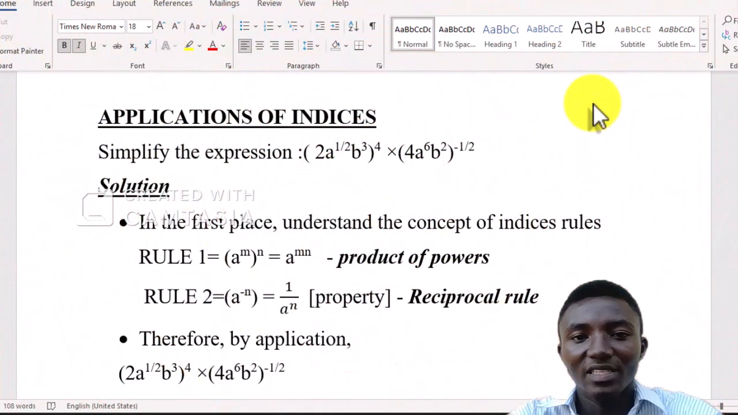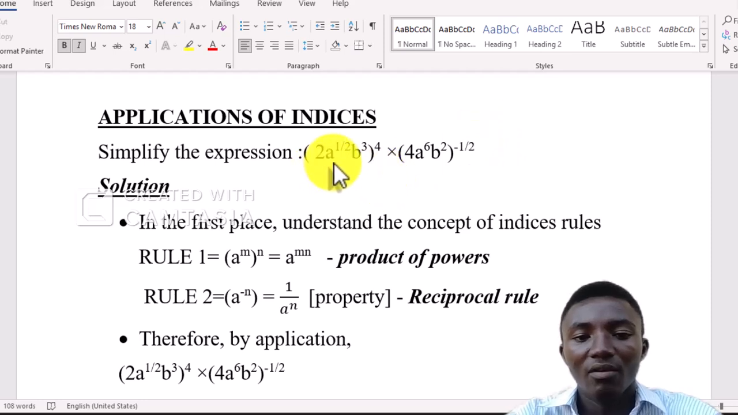Hello viewers, it's another time and we are looking at Indices. In fact, today I am privileged to share with you one application in Indices. Our problem is going to be under Indices. Don't forget, there's a problem.